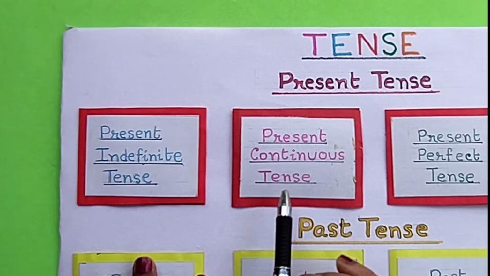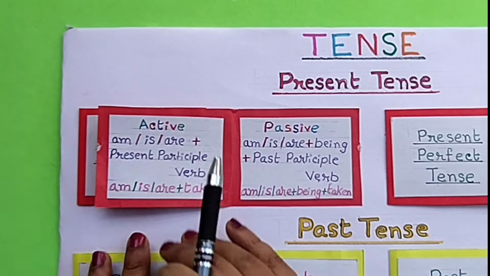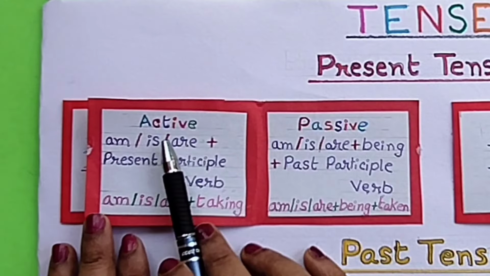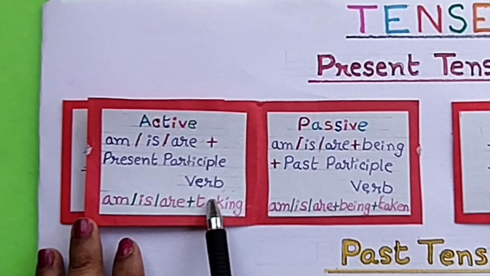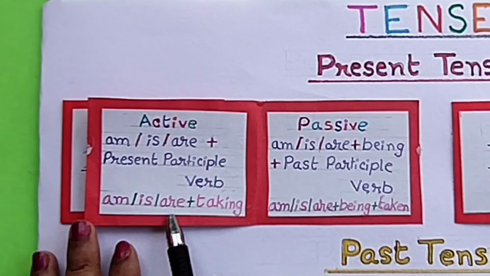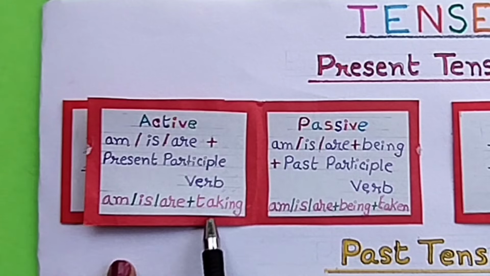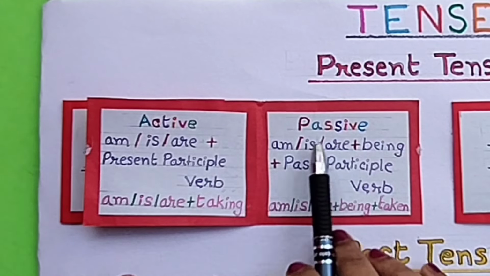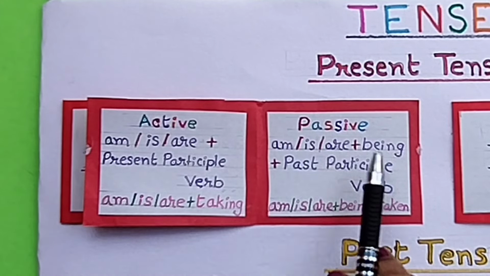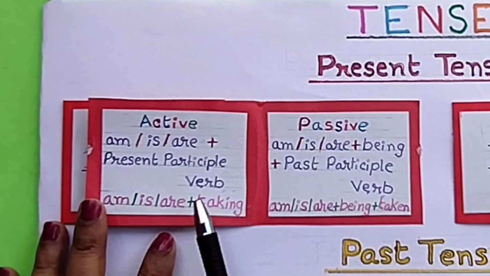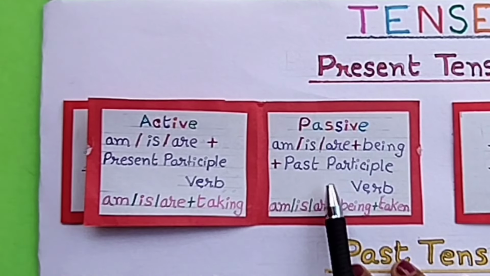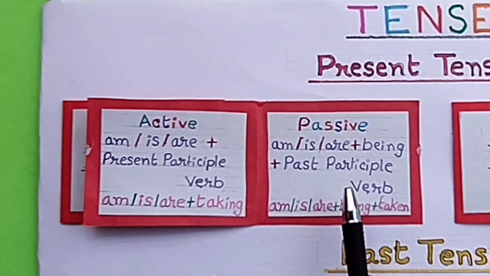Present continuous tense. Active voice, passive voice. Active voice: am or is or are plus present participle form of verb. Example, am or is or are plus taking. Passive voice: am or is or are plus being plus past participle form of verb. Am or is or are plus being plus taken. Example of active voice, she is playing football. Example of passive voice, football is being played by her.